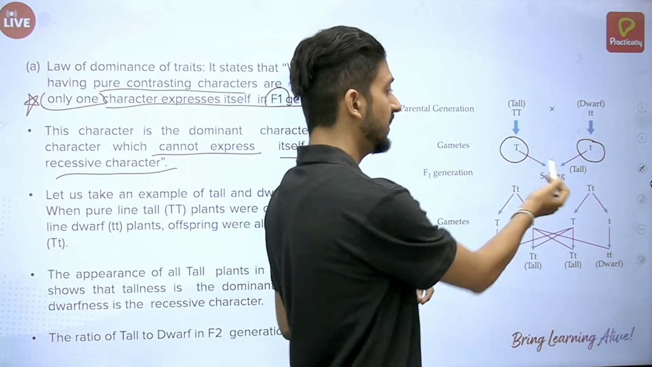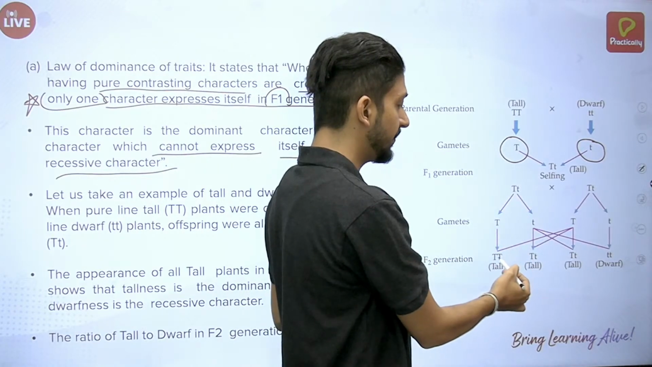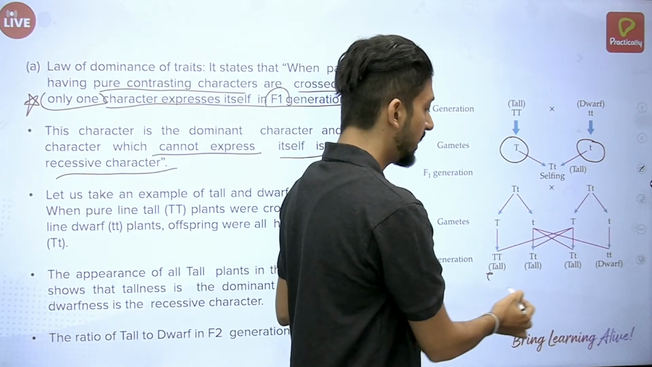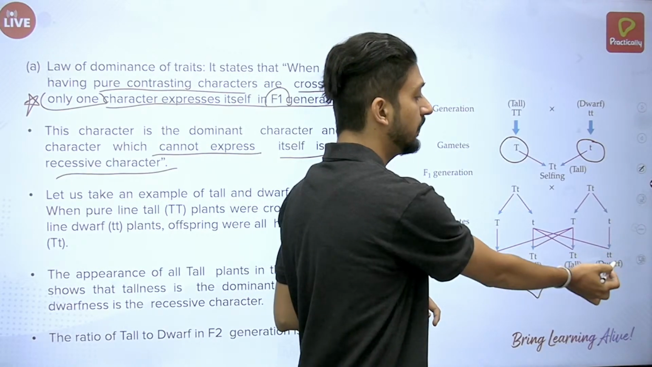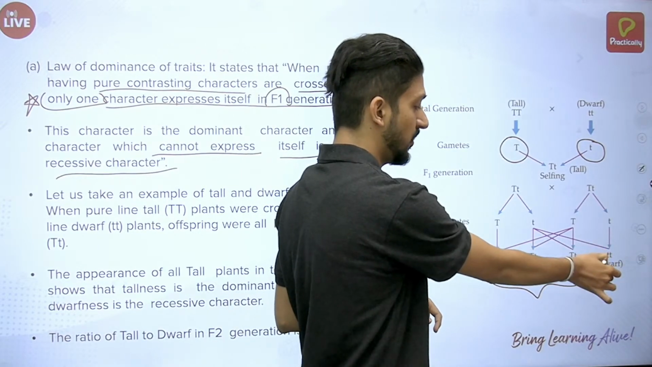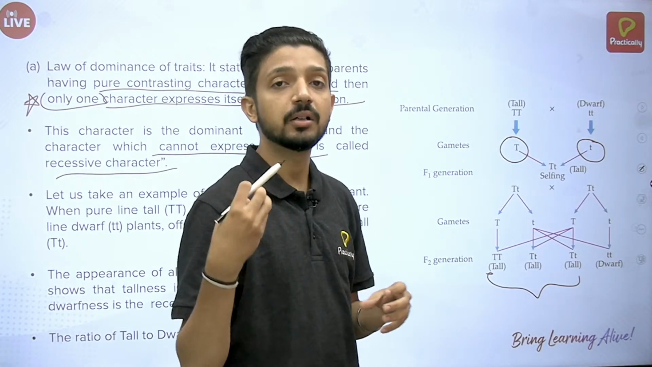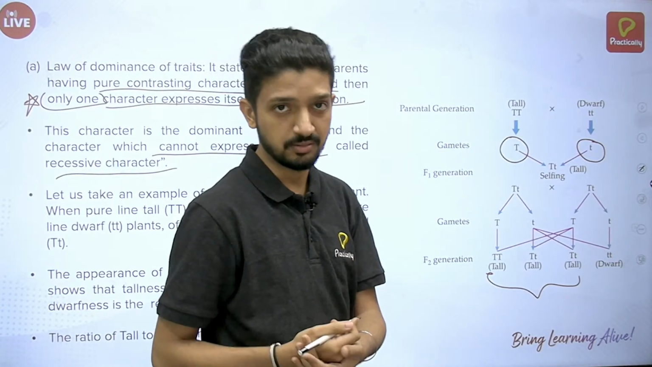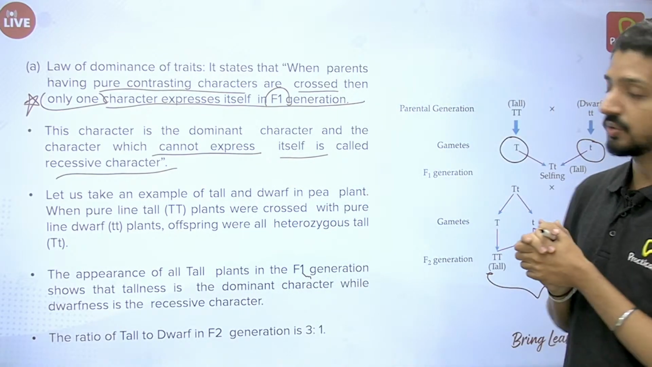When this undergoes selfing, that is when you cross them both together, then wherever there is capital T, that will be tall. So that is expressing. The small t is not expressing in the presence of capital T. Only when small t comes together, that expresses itself as recessive, as dwarf. So you can write this cross as an example to support your answer, what we have discussed.